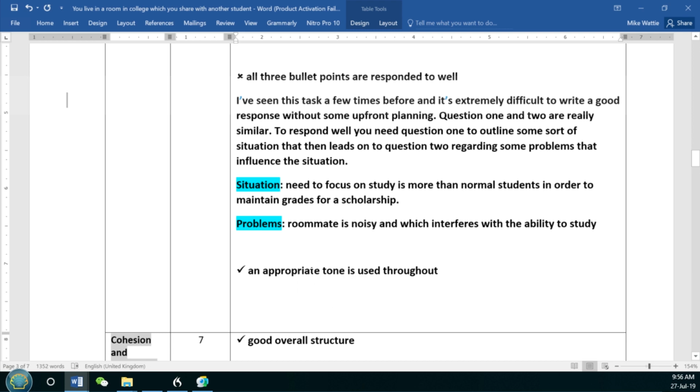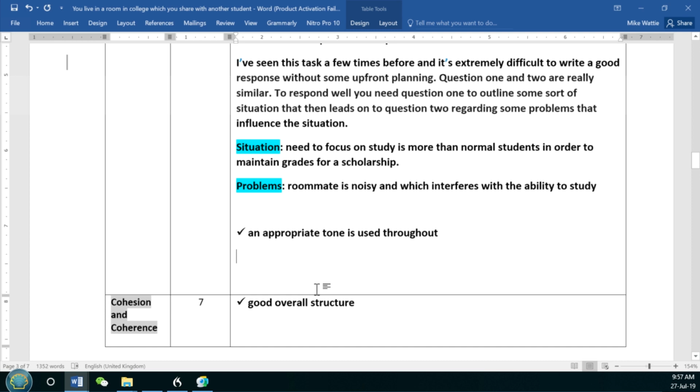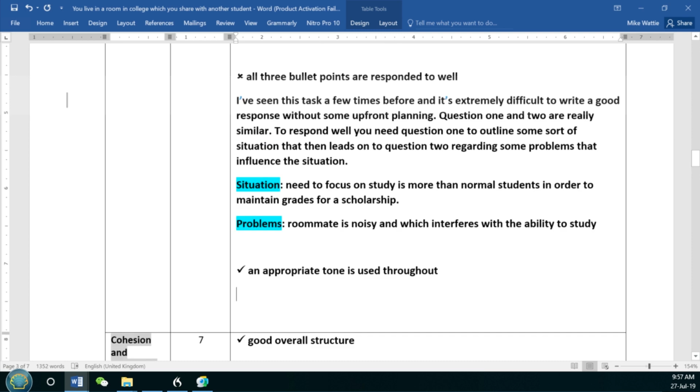The tone was pretty good in this letter. An inappropriate tone would be saying something like the roommate is an absolute arsehole or something like that, to use some foul language. Or another instance of inappropriate tone would be to demand the accommodation officer give me a new room. That would be a bit rude and inappropriate. We always need to make polite requests.